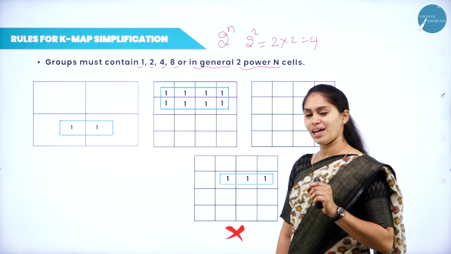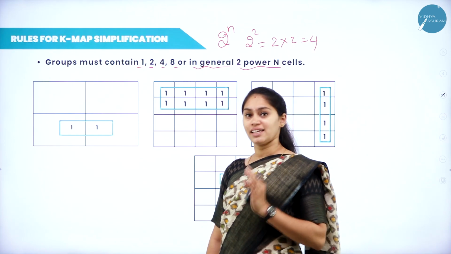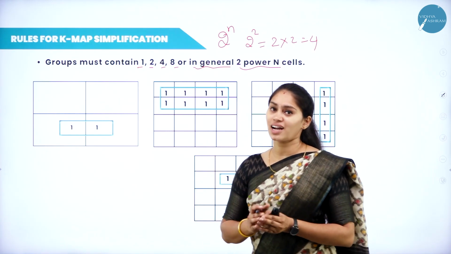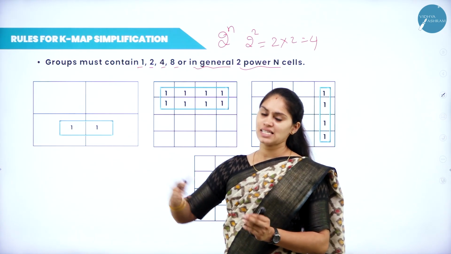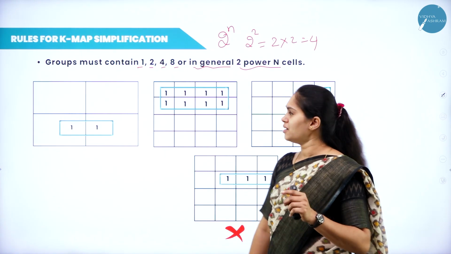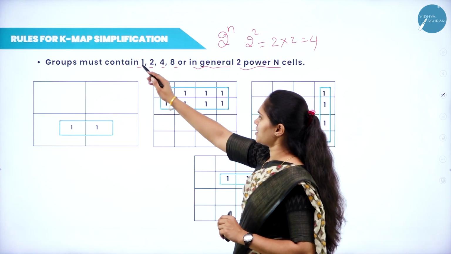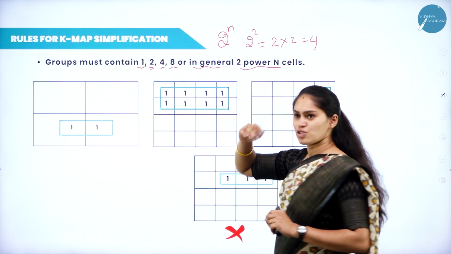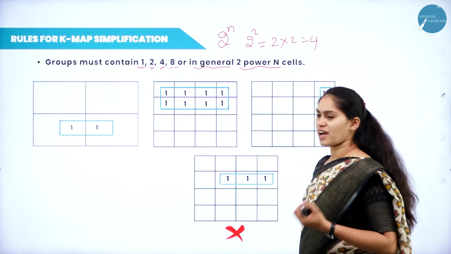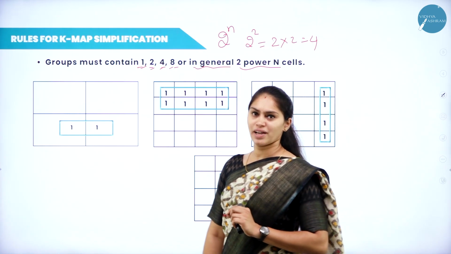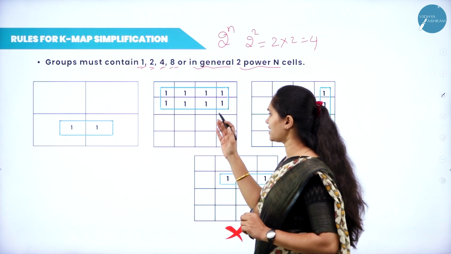So it has to be in the format of 2 power n. So I can't group 6 or I can't group 5. It needs to be 2, 4, 8 or 16. It must be in that particular format. So you can see here 1, 2, 4, 8. If it is 1, that is identical grouping. So in general, we are going to have a 2 power n grouping of cells here. So you can see the example here.